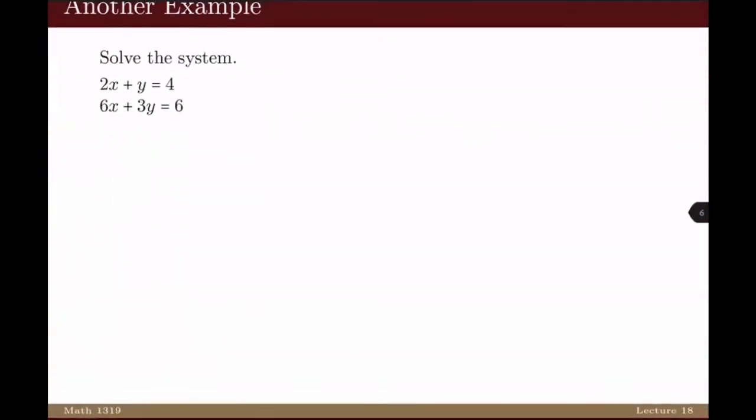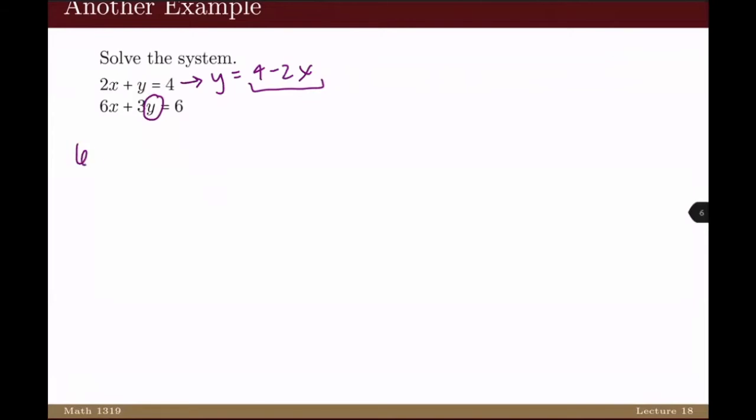Okay, here's just another example. We can solve the system using either method. I prefer to always use the substitution method when I can. It's just my preferred method. So I'm going to solve this top equation for y. So we'll have y equals 4 minus 2x. And then I'm going to plug 4 minus 2x into the second equation.